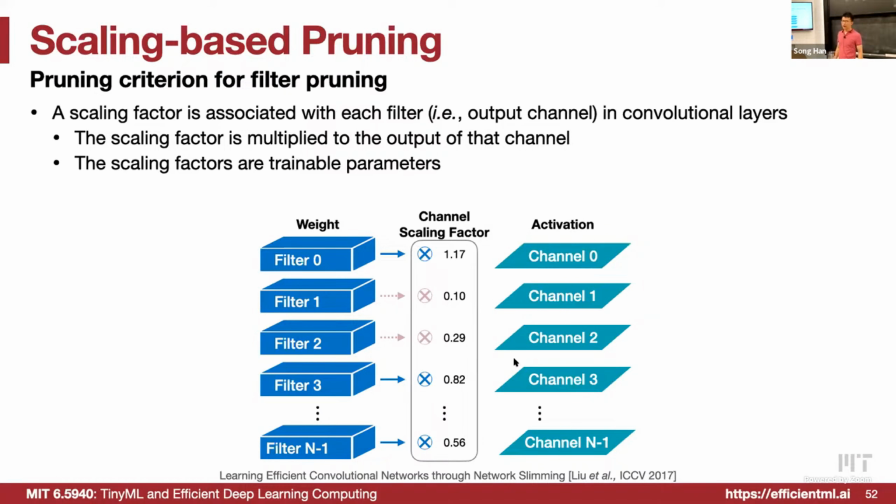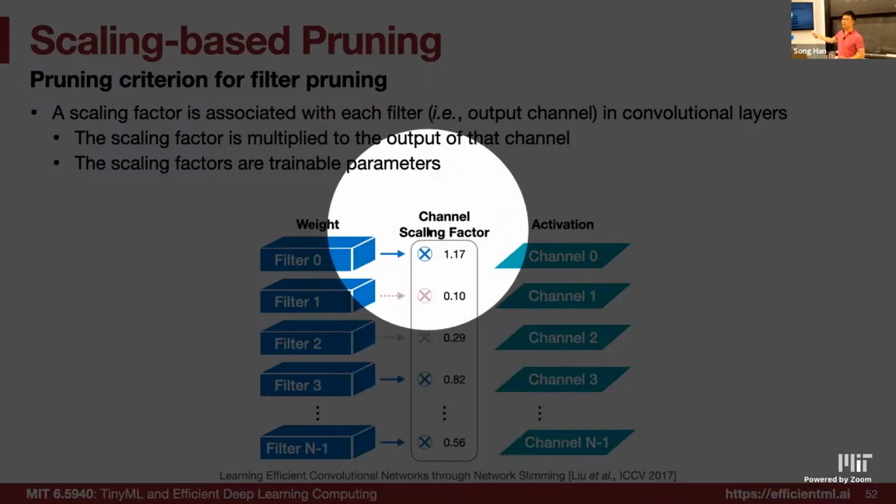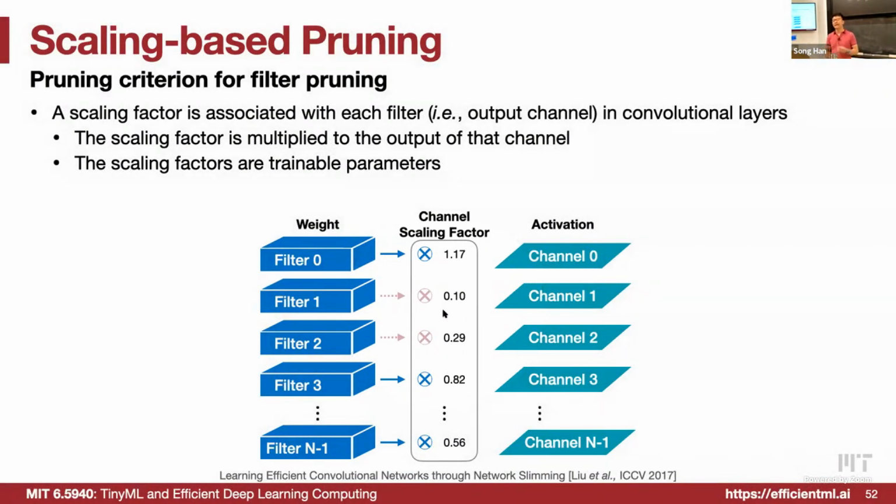We can also apply this scaling-based pruning technique. For example, here we have n filters from filter 0, filter 1, all the way to filter n-1. And we associate each filter with a scaling factor. Here is the scaling factor associated with each channel. Like the first channel will be multiplied with 1.17. The second channel will be multiplied with 0.1. And that scaling factor is learnable. You have one learnable parameter for the whole channel. So it's actually very parameter efficient. You only have n numbers to learn here.